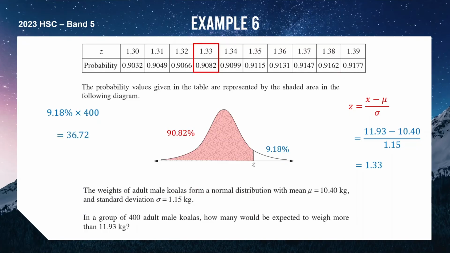Now, it doesn't really make sense to say 36.72 koalas. So probably a better answer would be to round it up to 37. Although I checked the markers feedback from that year, and they also accepted 36, and they also accepted 36.72. So out of the 4 marks in this question, none of them were for rounding. So if you get to this point and leave your answer like that, it is going to be all okay. But that is how you do this 4 marker from the 2023 HSC exam.